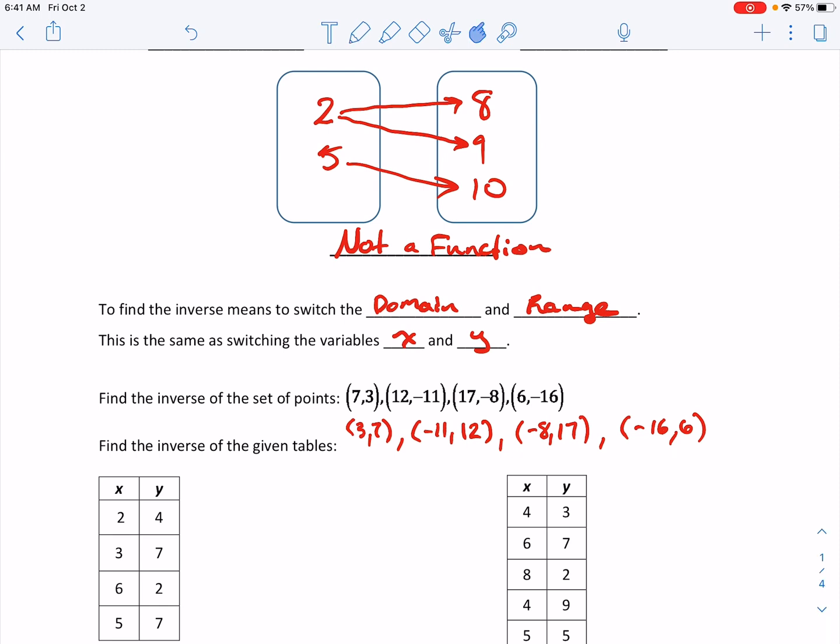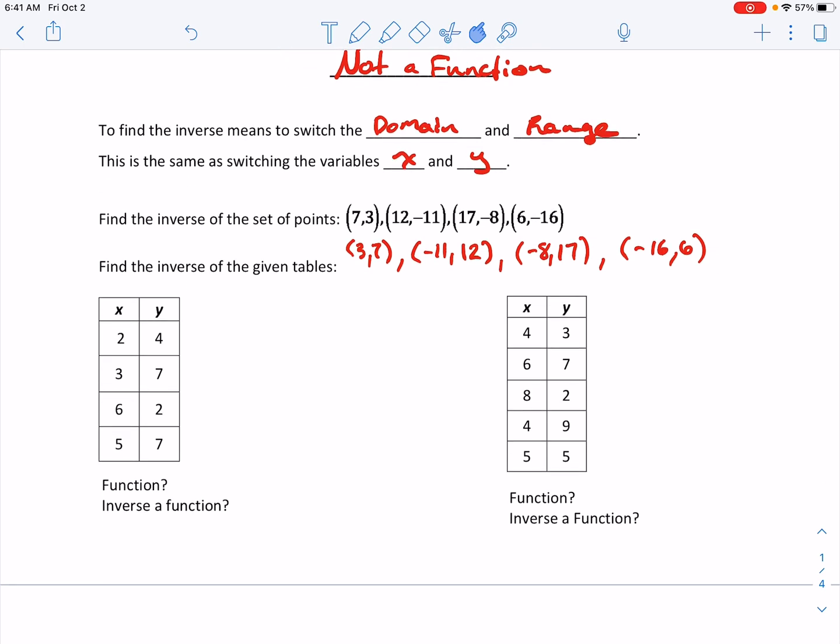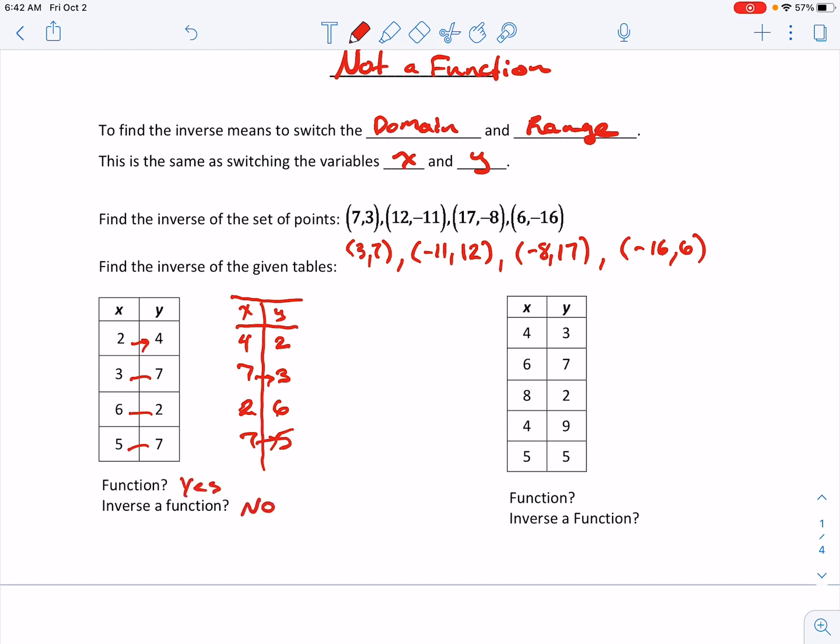If we see this as a table and we want to find the inverse, we just make another table here. And we've got our x's and our y's. We get the points 4, 2, 7, 3, 2, 6, 7, 5. Is this a function? Does 4 only go to one number? 7, 2, 7. Okay, so since 7 is going two different places, the inverse is not a function. The original 2, 3, 6, 5 is a function. So the original was a function, but when we did the inverse, it was not a function.